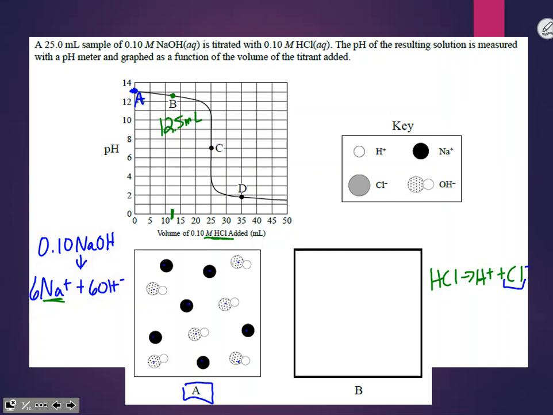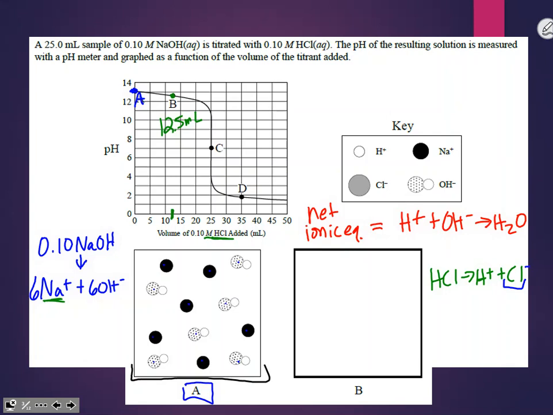Now another thing I want you to consider here is this is strong, strong. We need to know our net ionic equation for strong. Remember, this would be the H plus and the OH minus, which is going to give you 1 water. This is how we're going to be able to keep track of how much should be in there. So if this is representing 0.1 before we've even added anything, 6 and 6.